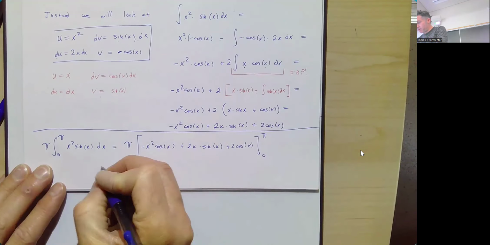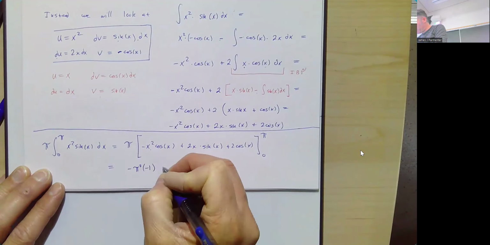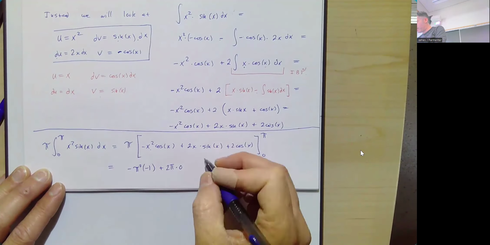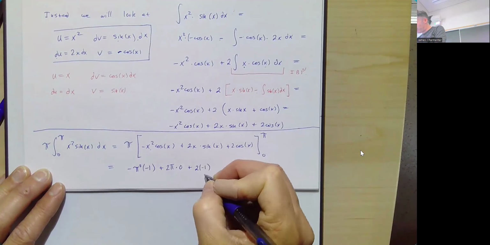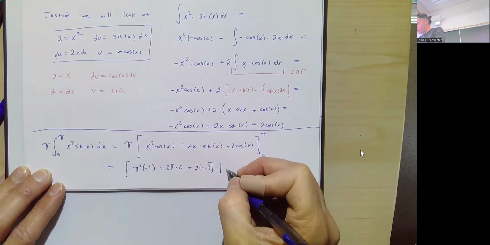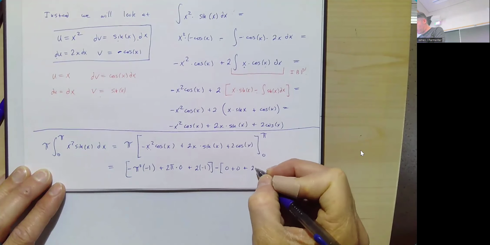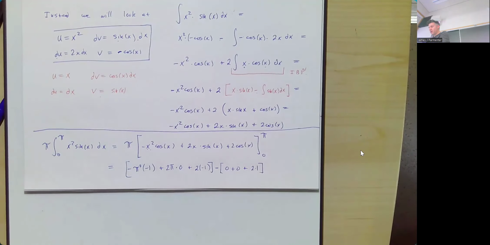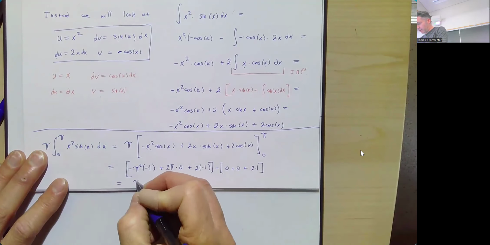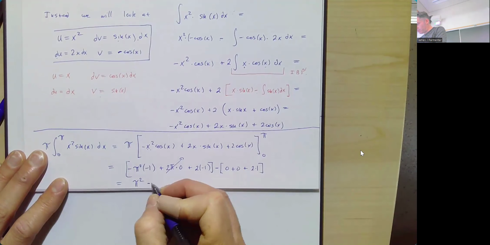So plugging in, I'm getting negative pi squared times cosine of pi, which is negative 1, plus 2 times pi times sine of pi, which is 0, plus 2 times cosine of pi, which is negative 1, minus, now we plug in 0, and you get 0 times it doesn't matter, plus 0 times it doesn't matter, plus 2 times cosine of 0, which is 2 times 1. And then simplifying here, we get negative pi squared times negative 1 is positive pi squared, plus 0, minus 2, minus 2, minus 4.